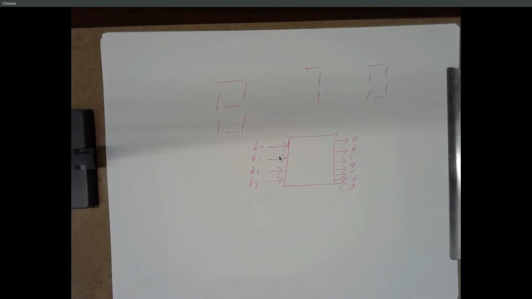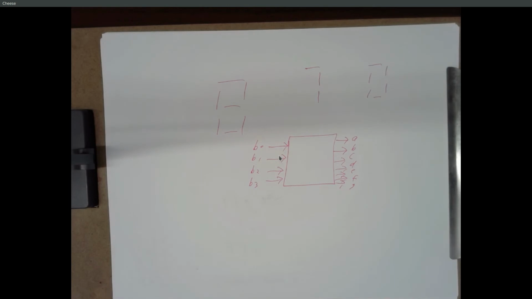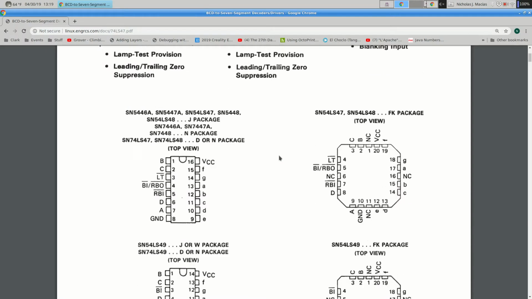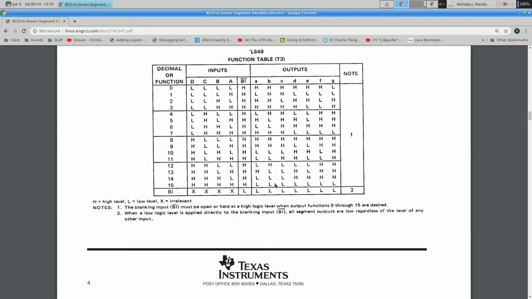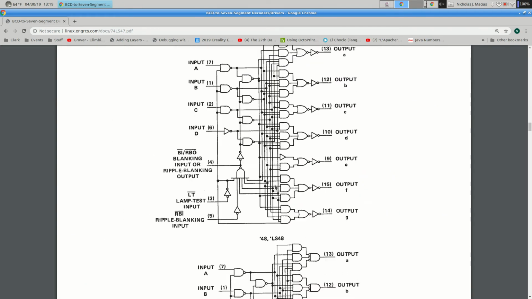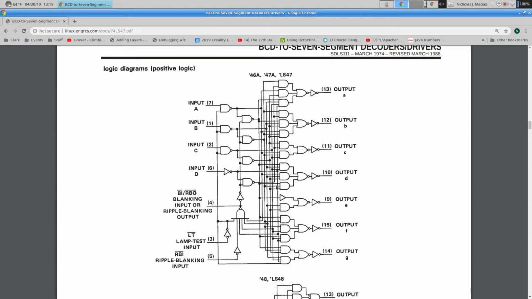Not an impossible circuit to design. 4 inputs, 16 rows in the truth table, 7 outputs. So 16 times 7, that's 112 ones and zeros we have to write. And then we have to write 7 equations and cobble that together. And you end up with a big circuit. It looks like this. There's the 7447. So 4 inputs, A, B, C, D, a few other control inputs, and then basically 7 outputs.